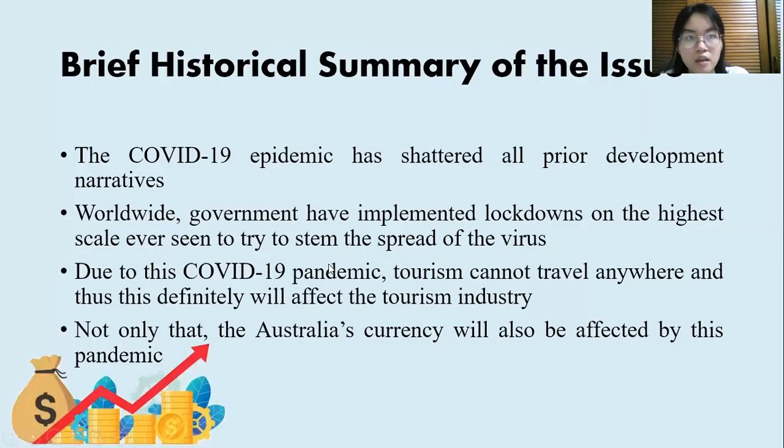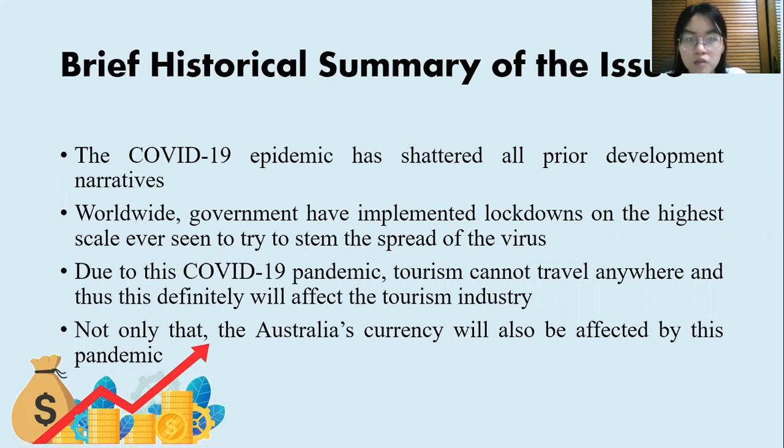Next slide. The COVID-19 epidemic has shattered all private development narrative. Worldwide, governments have implemented lockdowns on a higher scale ever since to try to stem the spread of the virus. Nearly half of the world's population has imposed unprecedented limits on travel as a result of this epidemic, which may have a significant impact on many elements of business and society, including the tourist industry as a whole. Thus, due to this COVID-19 pandemic, tourism cannot travel anywhere, and thus this definitely will affect the tourism industry.